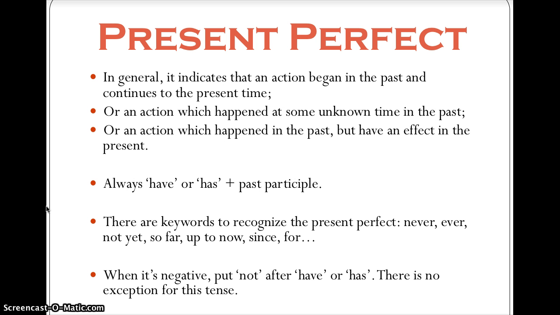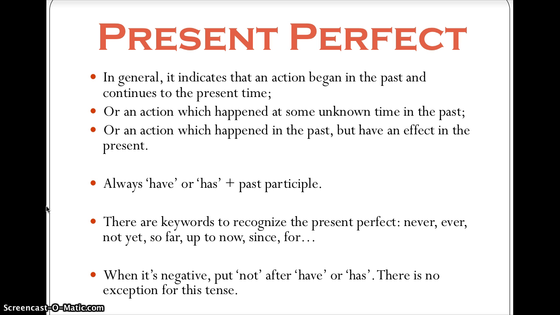Now let's look at the present perfect. In general, it indicates that an action begins in the past and continues to the present time, or an action which happened at some unknown time in the past, or an action which happened in the past but has an effect in the present. Always have or has plus past participle.